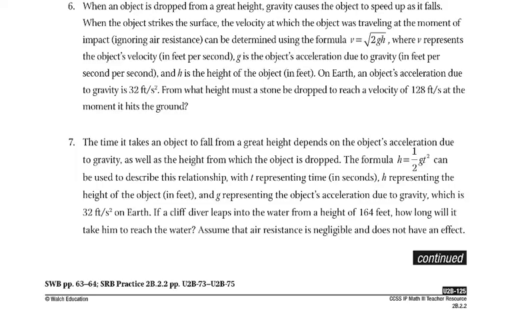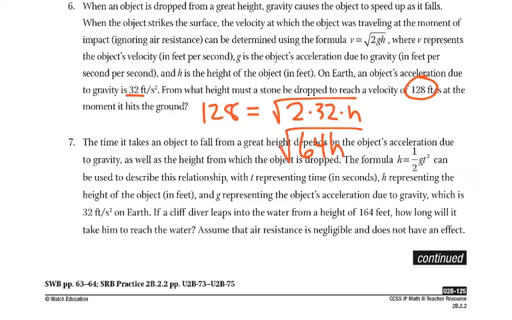On Earth, an object's acceleration due to gravity is 32 feet per second squared. From what height must a stone be dropped to reach a velocity of 128 feet per second at the moment it hits the ground? So v is 128 equals the square root of 2 times g, which is 32, times h. Okay, so 2 times 32 is 64, so the square root of 64h, equals 128.